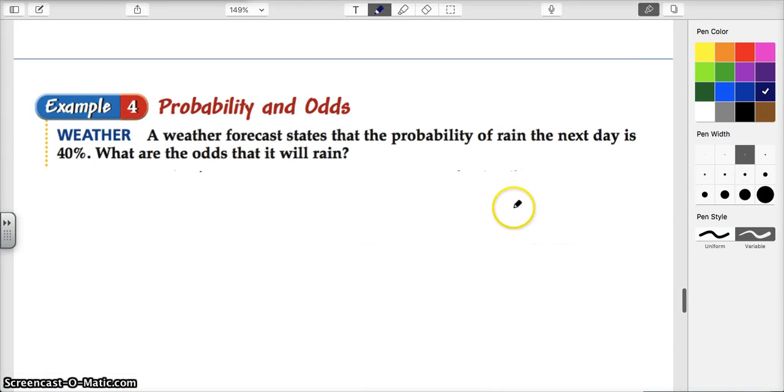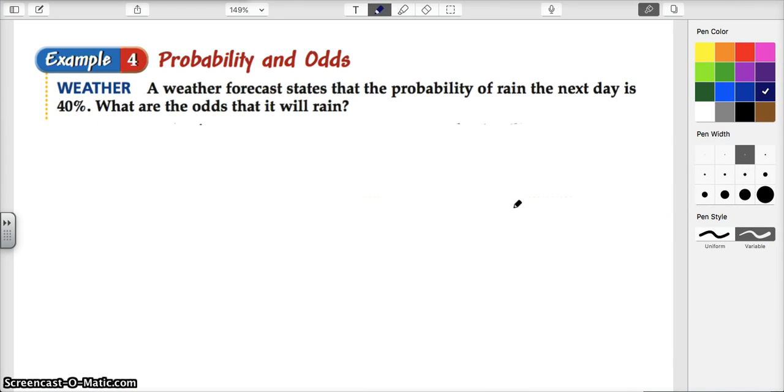Okay, let's see what we got. Probability and odds. Here we go. A weather forecast states that the probability of rain the next day is 40%. What are the odds that it will rain? So if there's a 40% chance of rain, that means 40 out of 100%, right?